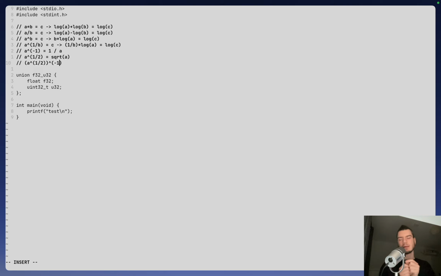Now, if you have something like a to the power of b to the power of c, that's the same as a to the power of b times c. Meaning our inverse square root is really just a to the power of minus 1/2.